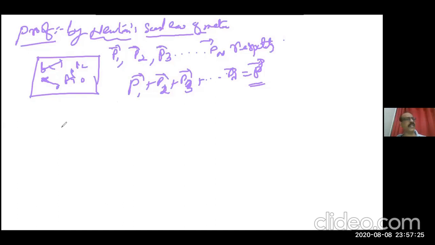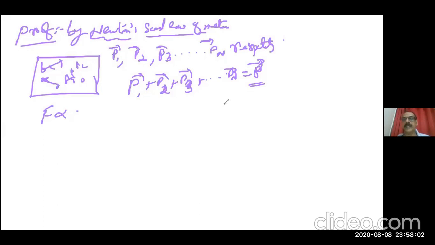What is Newton's second law? Zaid, what is Newton's second law? That the law of unbalanced force. Momentum, right? The force is directly proportional to rate of change of linear momentum, isn't it?